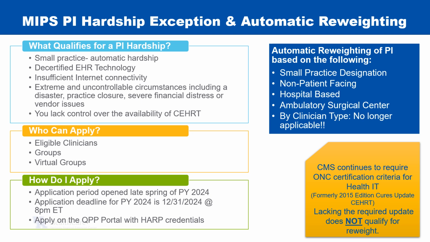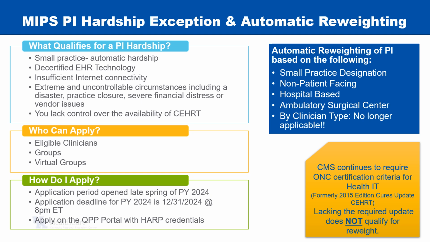And then again, lacking control over the availability of CERT. That again does not mean that you choose to not upgrade your EHR or you do not have an EHR, but rather that your technology, your CERT is not available, your EHR is not available. So clinicians, groups and virtual groups are also able to apply for a PI hardship exception. And again, you have that same window, that same time frame of December 31st at 8 p.m. for performance year 2024.